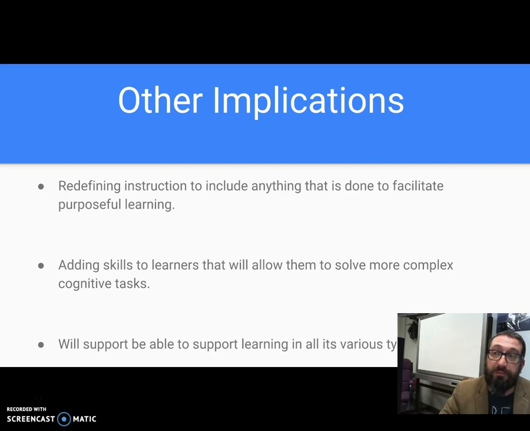Other implications would be redefining instruction to include anything that is done to facilitate purposeful learning, adding skills to learners that will allow them to solve more complex cognitive tasks, and supporting learning in all various types and forms.